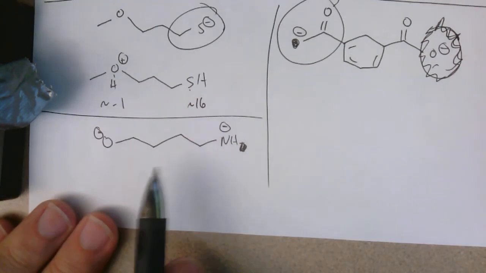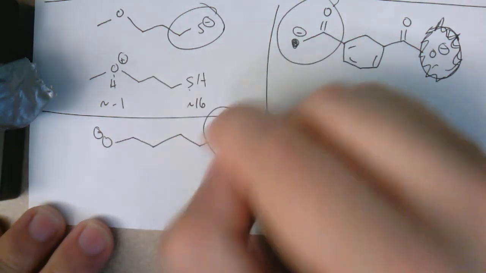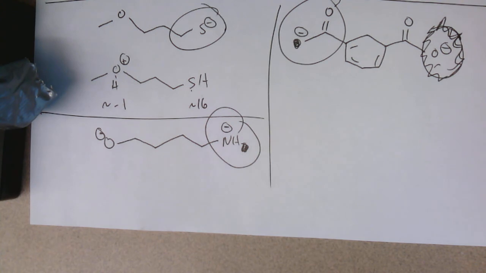And then this one, it's the same argument, right? Negative charge is more stable on a more electronegative element. So this one's less stable, more reactive, stronger base.